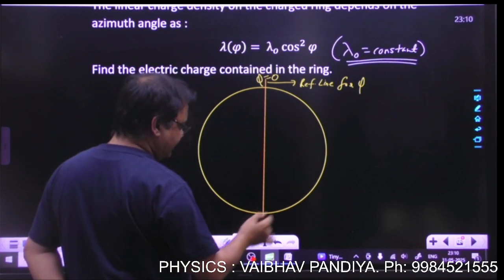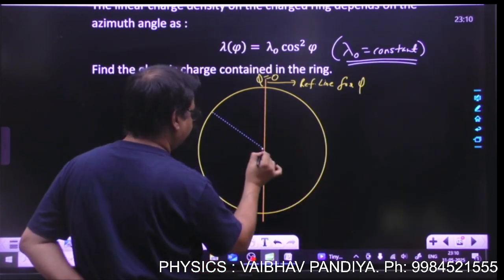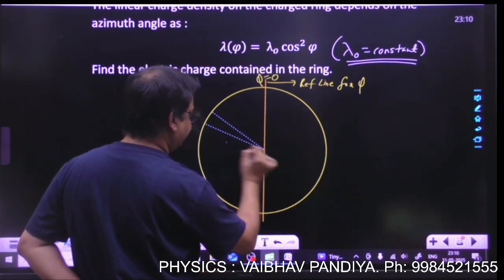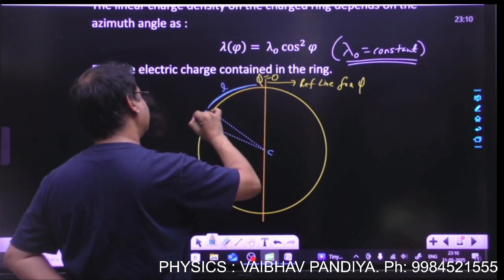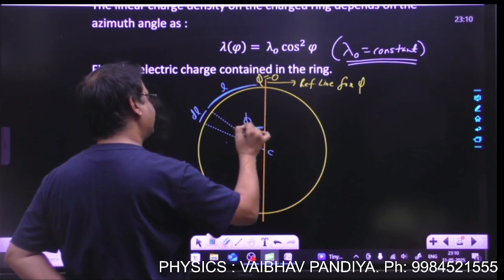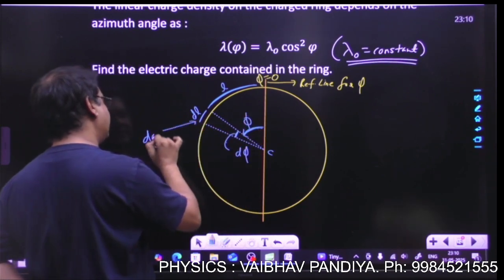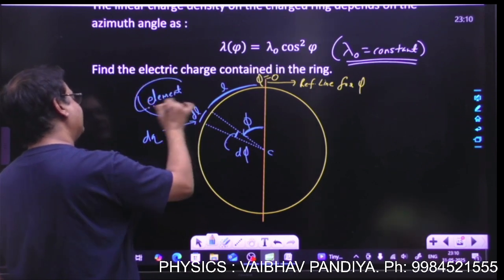Now I am taking a charge element on the ring. So I am taking this element on the ring. This is the center. This length, linear length is L, linear width is dl. The angular position, that is the azimuth, is phi, and this is your d phi, and the charge on this element is dq. This is of course your calculus element, infinitesimal element.